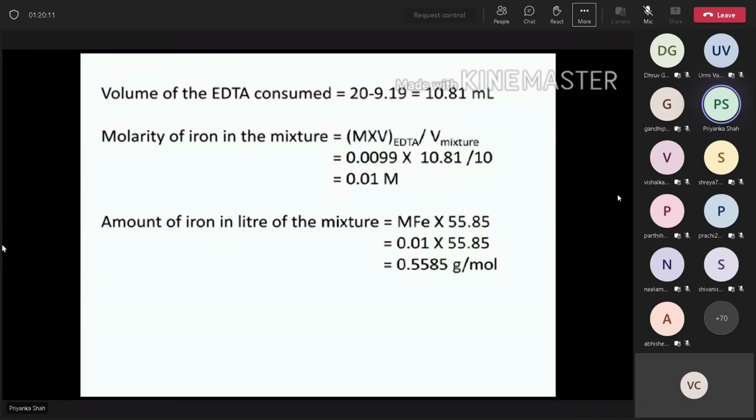Molarity of iron in the mixture is calculated by multiplying the molarity of EDTA with volume of EDTA and dividing the obtained value by volume of metal mixture. Similarly, amount of iron in a liter of the mixture solution is calculated by multiplying the molarity of iron with molecular weight of iron.